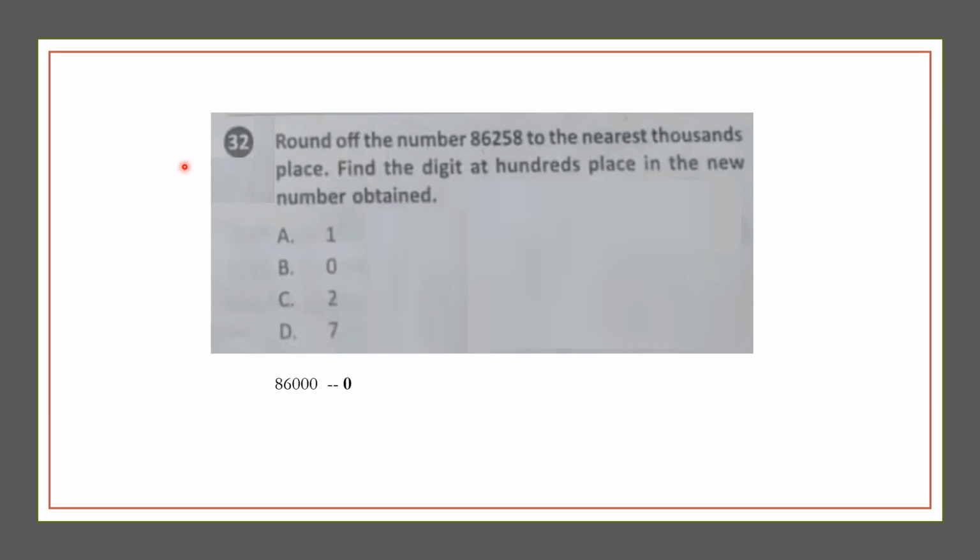Question number 32. Round off the number 86,258 to the nearest thousands place. Find the digit at hundreds place in the new number obtained. So when we round off this number to the nearest thousand, this is 86,258. 258 is less than 500, so it will be 86,000.